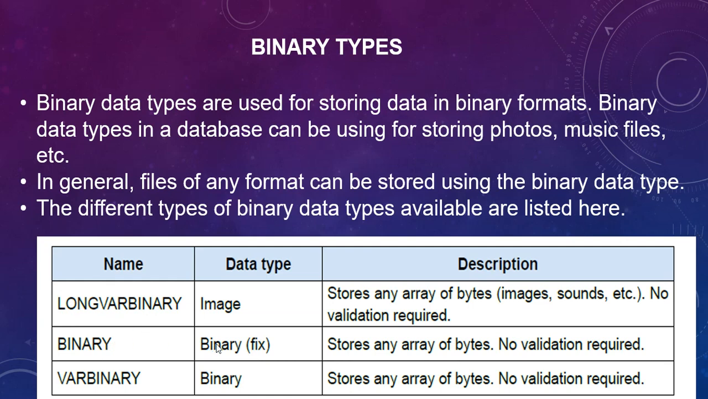Next one, binary is fixed. So you can store a fixed value. It stores any array of bytes. Array means a collection of data you can store in the binary data type.